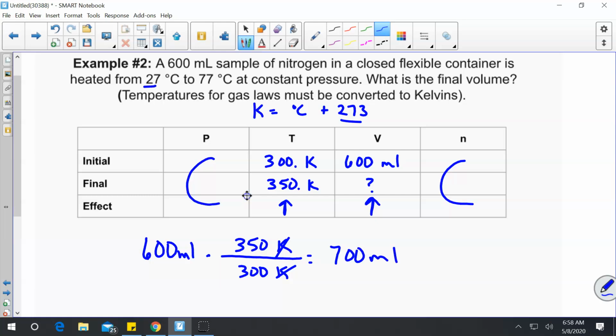Okay, now 600, since there's no decimal behind that, that is only 1 sig fig, so my answer should be recorded in just 1 sig fig. So we take the one with the least.